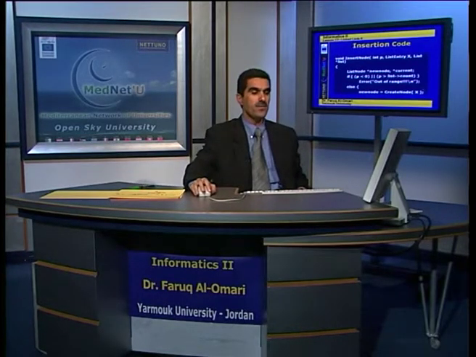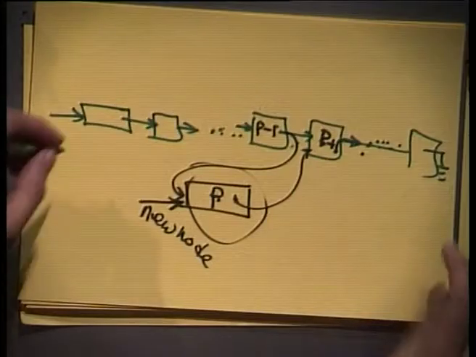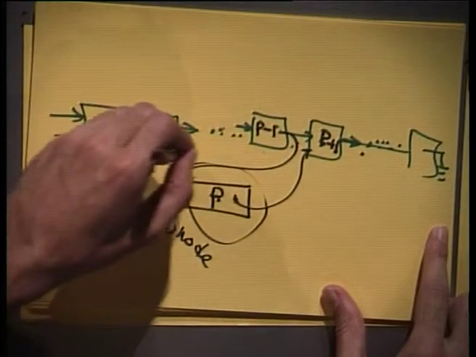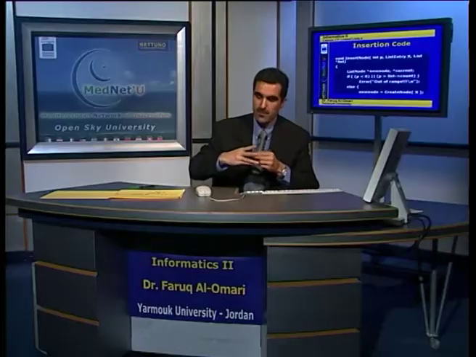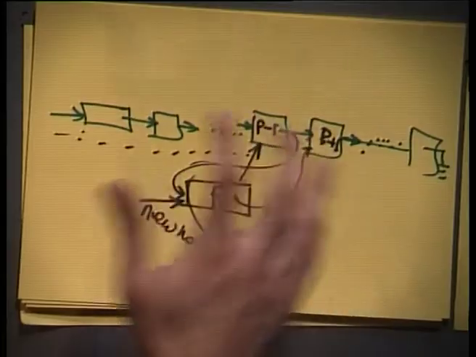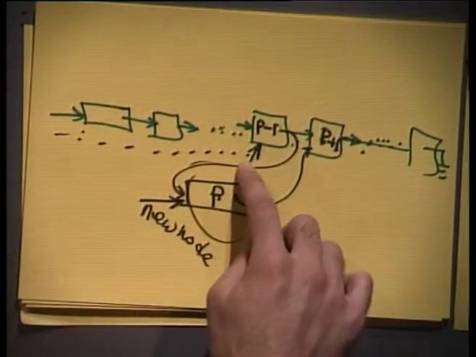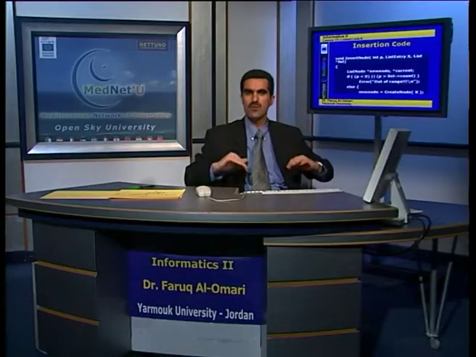And I need another pointer which points to nodes as well, called current. And this current is going to start from here, and it's going to go along the way to point to the one just before where new node has to go. Okay, so these are both pointers that point to nodes, and I'm just going to use them locally within this function.